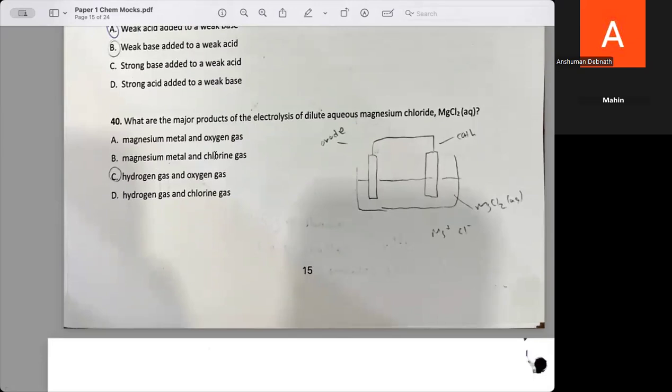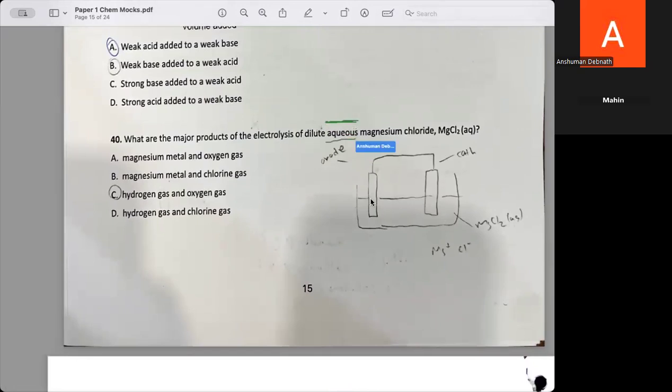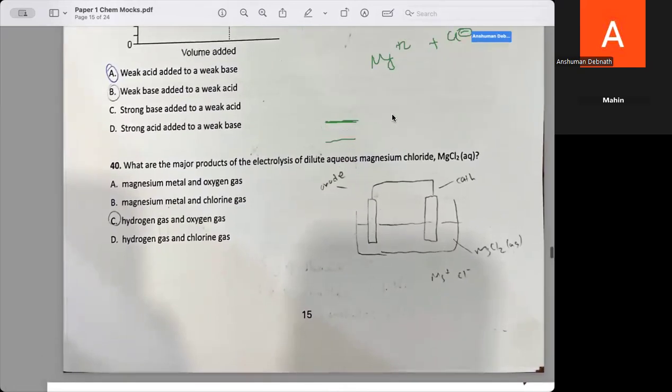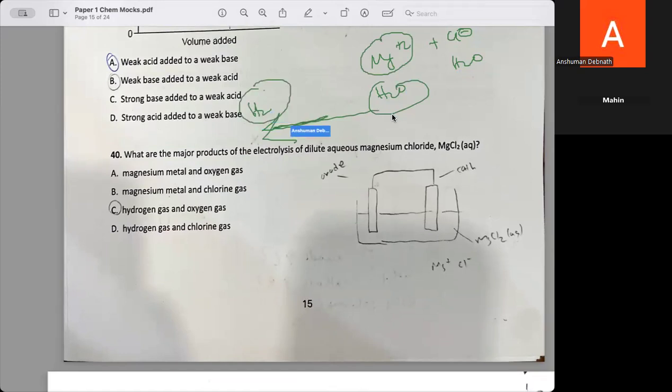What are the major products of the electrolysis of aqueous... You have not underlined anywhere. Mind, next time you underline aqueous. Tell me, how do you do it? You have got magnesium 2 plus and Cl minus, and you have got water also. Now they are saying the major products of electrolysis of dilute. From these two, who will be going? Water will be going, and you will be liberating H2 and then oxygen. And over here, dilute means H2 will be going.